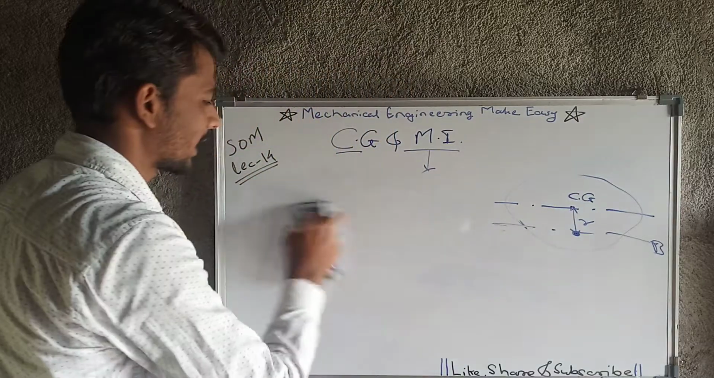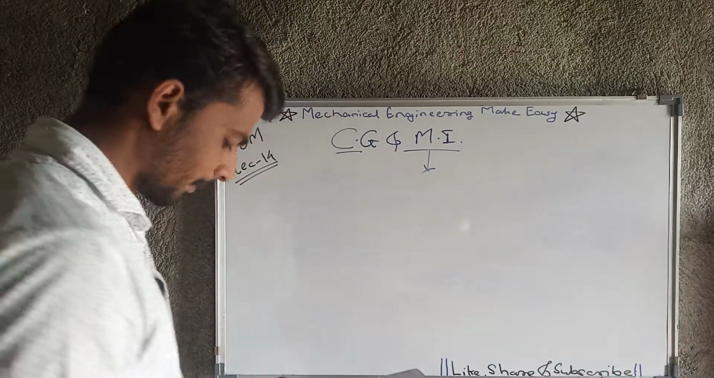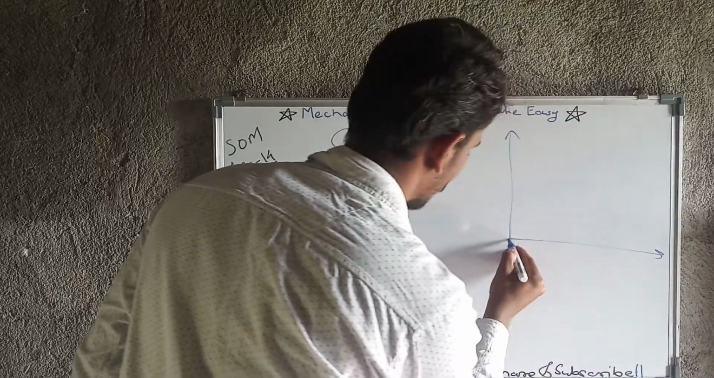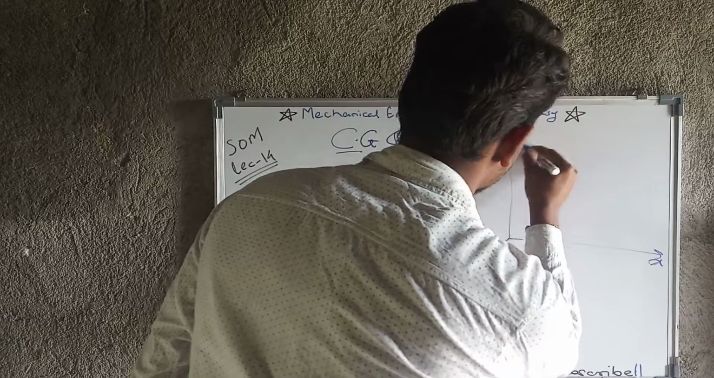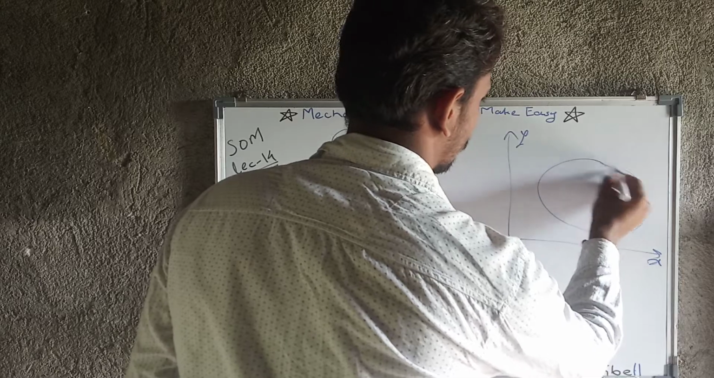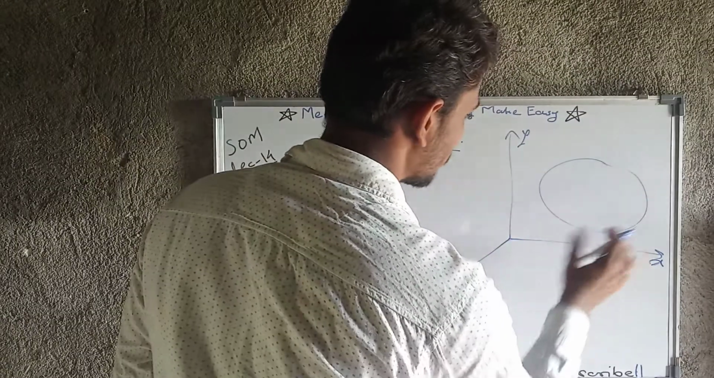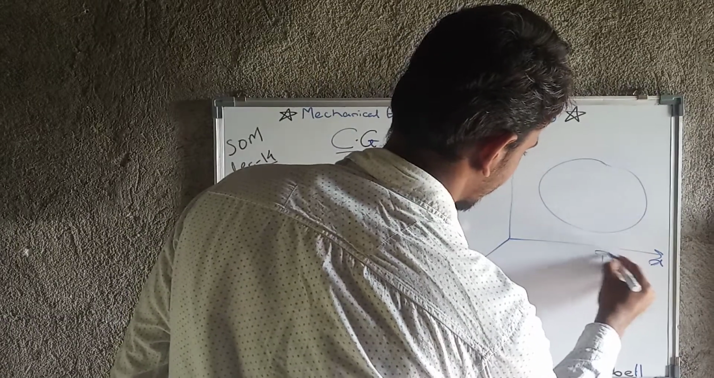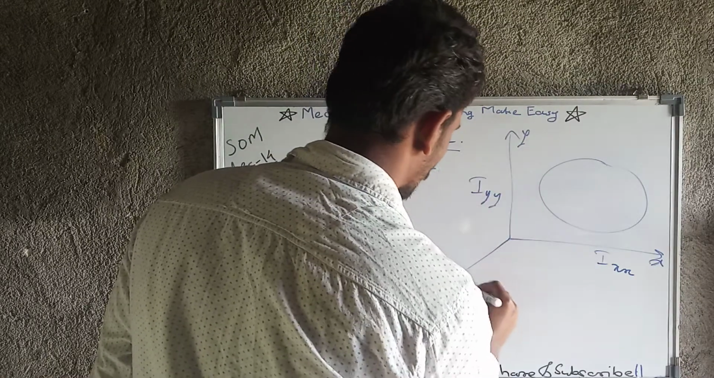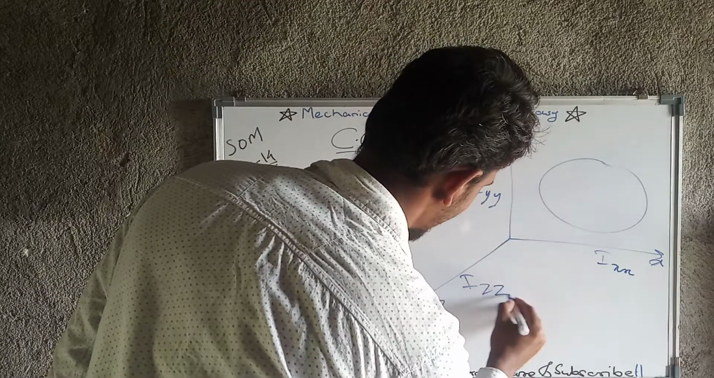And next is the perpendicular axis theorem. What exactly is the perpendicular axis theorem? Here I need to draw three coordinates, for example x, y and z. Here there is one body which has area A. We know this body's moment of inertia in x direction, that is Ixx, for example, and in y direction we know that is Iyy. So what is the moment of inertia about the z axis, that is Izz.